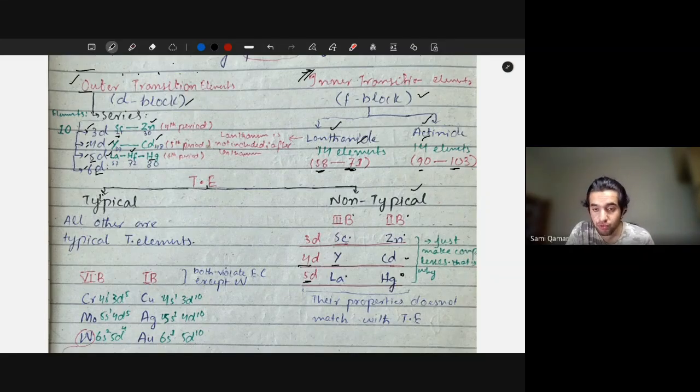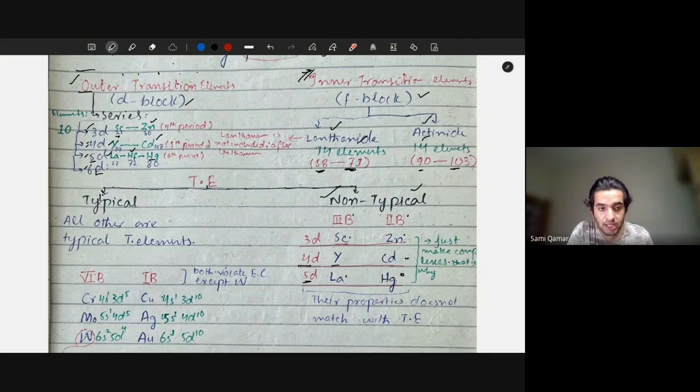I have got that, but we will not be studying it here, because F block is really famous for that, and also D block. But anyway, their properties, they do not follow typical properties of transition elements. That's why they are known as non-typical transition elements. What the properties are, we are going to cover in detail.